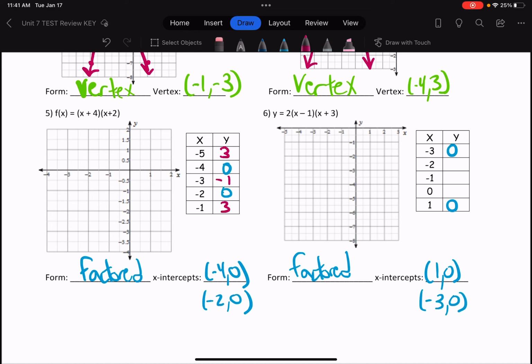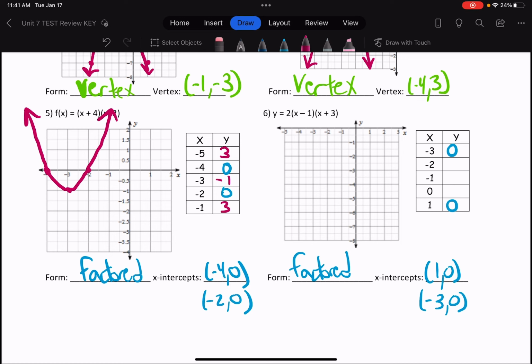So I've got -5, 3. But notice that goes off of our coordinate plane a little bit, and that's okay. We can start at -4, 0 here, -3, -1, -2, 0, and -1, positive 3, which is also going to go off the coordinate plane just a little bit. As long as you have 3 points, you should be able to graph these functions.